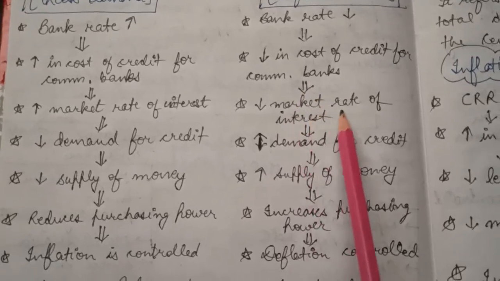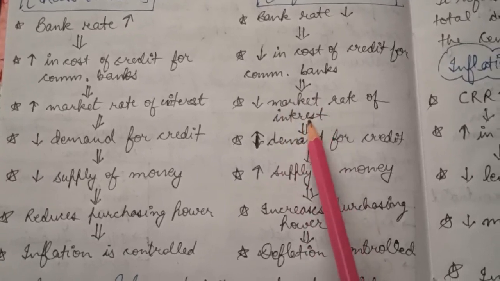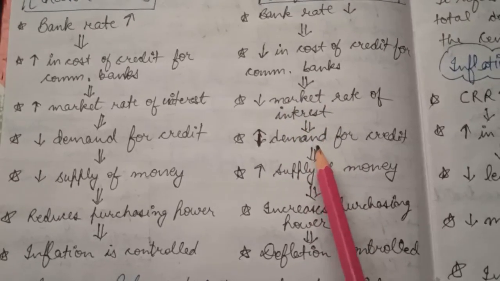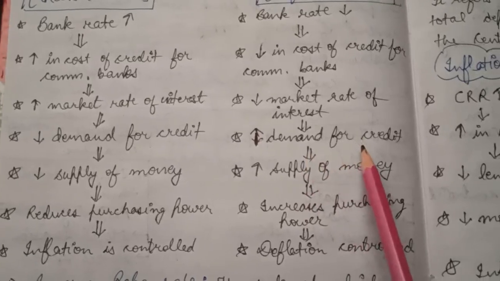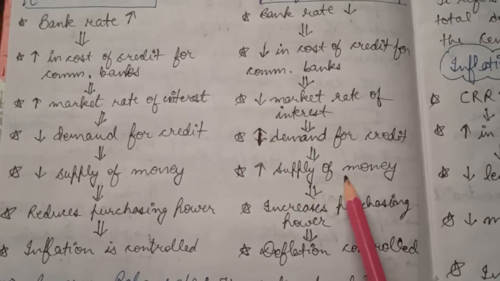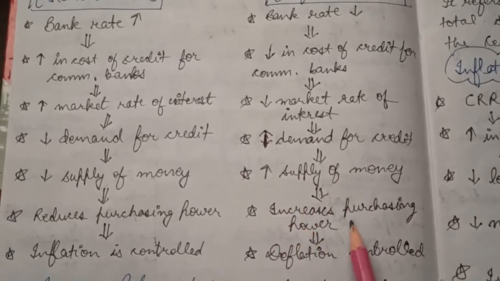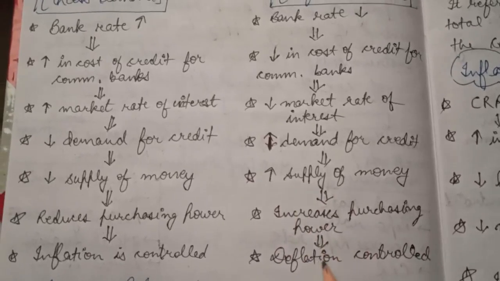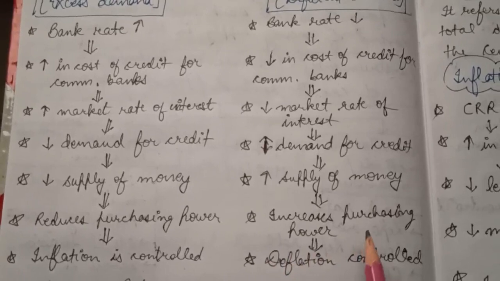And further the market rate of interest will also decrease. Now when the market rate of interest decreases, the demand for credit, or the demand for loans by the general public, will increase. And further the supply of money in the economy will also increase, which will further increase the purchasing power, and then the deflation will be controlled. So this is how the bank rate works.